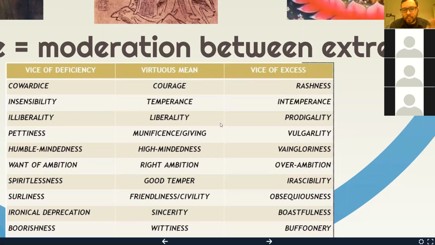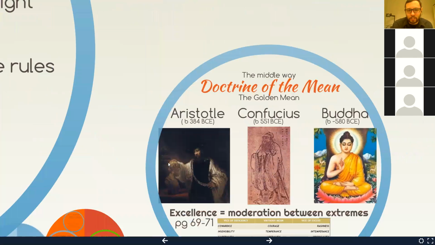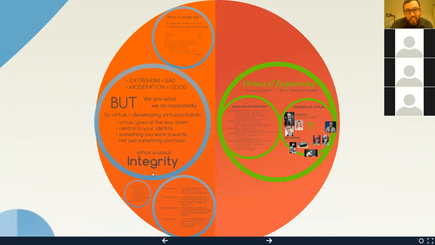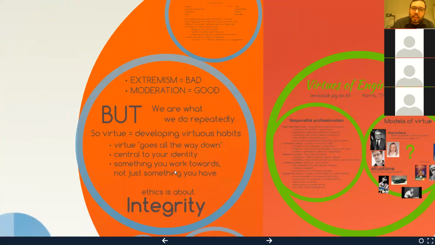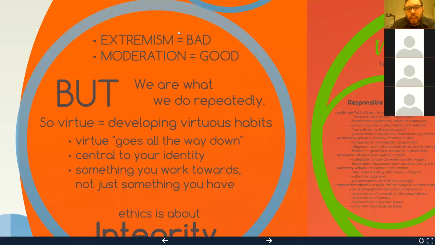And Aristotle thinks that this middle ground is going to be different for different people. Finding this middle ground is going to be different for different people. It depends on who you are. It depends on what the organization is. What matters is that you can find these middle grounds. Extremism is bad and moderation is good. And the challenge is, can we find these middle grounds?